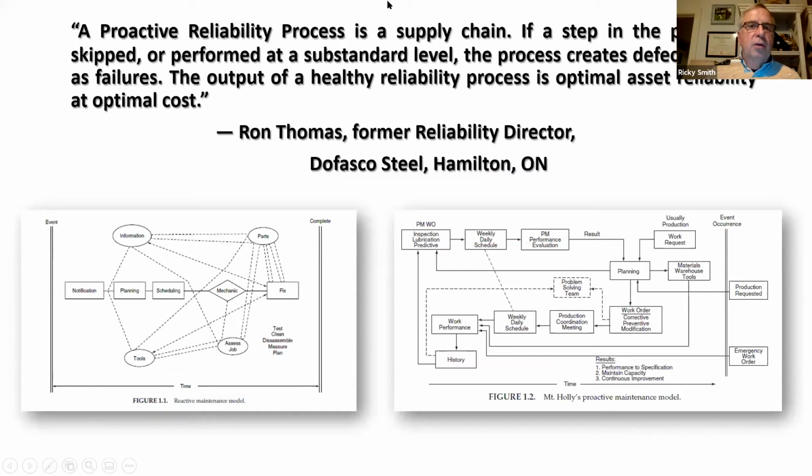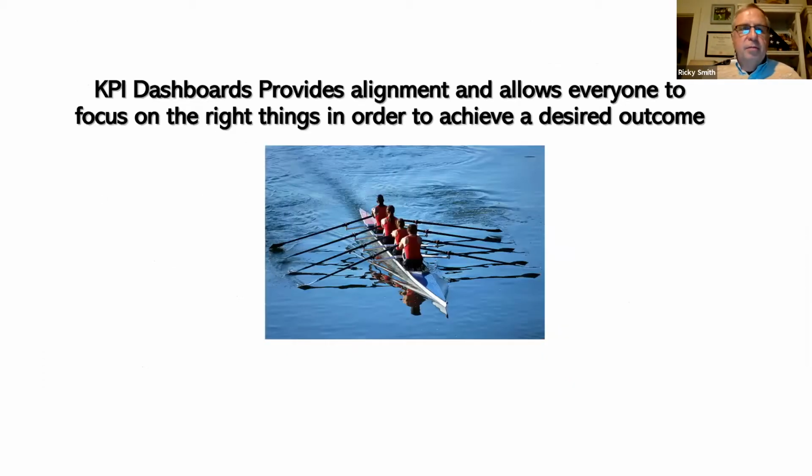Ron Thomas, great guy, was at Dofasco Steel in Hamilton, Ontario, many years ago, and was a leader in the world in maintenance and reliability. He made this statement: a proactive reliability process is the supply chain. If a step in the process is skipped or performed at a substandard level, the process creates defects known as failures. The output of a healthy reliability process is optimal asset reliability at optimal cost. I love it. That's exactly what it is.